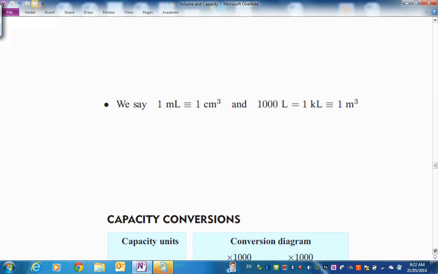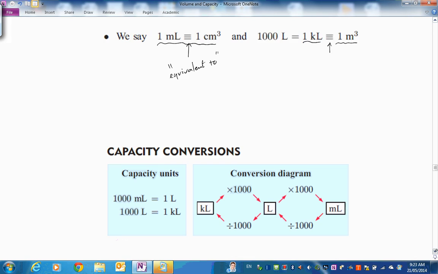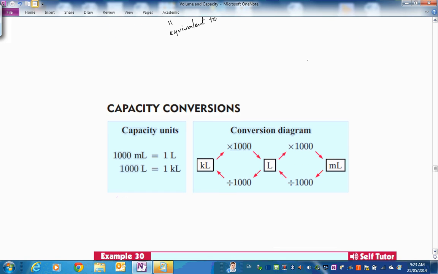Let's bring it all up now. The conversion as well. We say 1 millilitre is equivalent to. That sign does not mean equals, it means equivalent to. Okay, equivalent to. Okay, 1,000 litres is 1 kilolitre. It's equivalent to a metre cubed. Okay, equivalent to. Because they are different units. We're just saying if you're converting them, and here we are down here, then the conversions look like this.